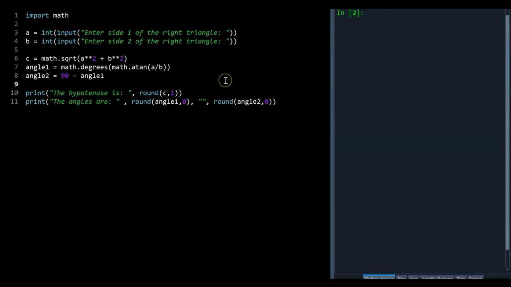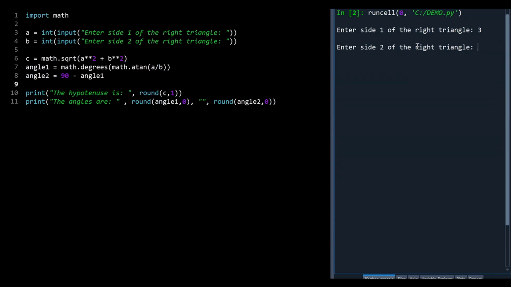Okay, so let's see if we know what's going on. So if I did a 3, 4, 5 triangle, that's easy to figure out. So if side 1 is 3, side 2 is 4, then my hypotenuse should be 5, which it is. And these are the correct angles for a 3, 4, 5 triangle. Okay? And you could try some other triangles there as well.